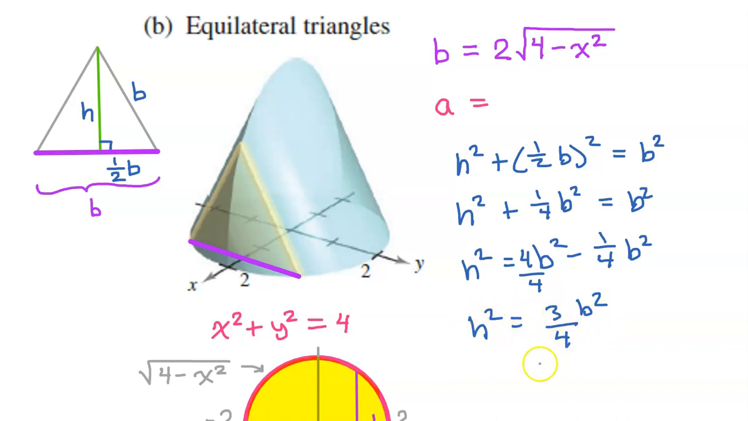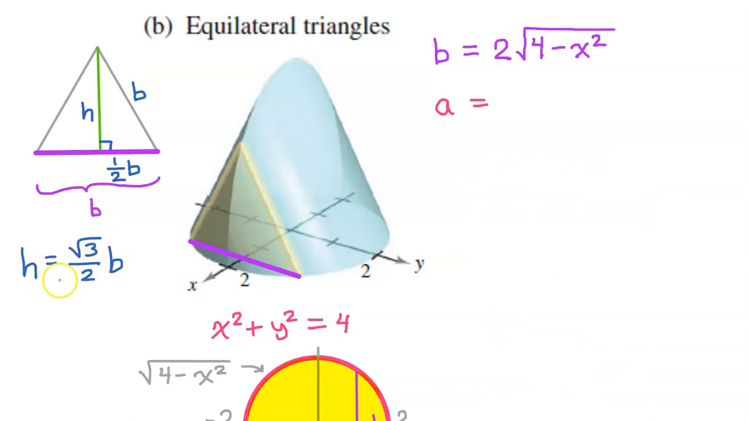So if I take the square root of both sides, I get h is equal to the square root of 3 over 2 times b. Okay, so I've recorded that off to the side. Remember, we are trying to find an expression for the area of this triangle in terms of b. And this will be 1/2 base times height. I don't really need this part anymore. So it's just 1/2 base times height.